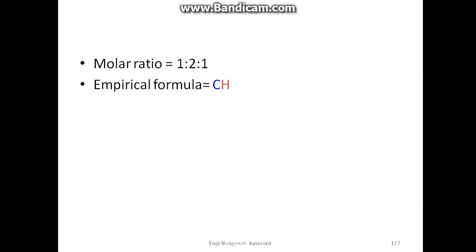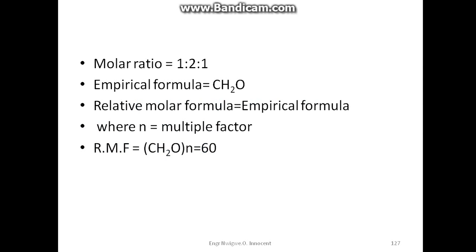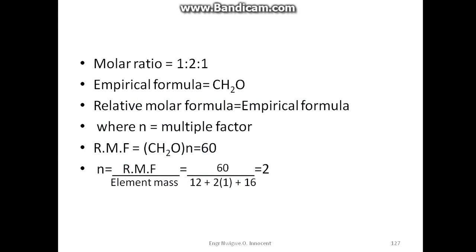The empirical formula is CH2O. The relative molecular formula is equal to the empirical formula times n, where n is the multiple factor. The relative molecular formula is CH2O times n, which is equal to 60. Then n is equal to the relative molecular formula over the element mass, which is 60 over 12 plus 2 times 1 plus 16. The molecular formula of the compound is C2H4O2.